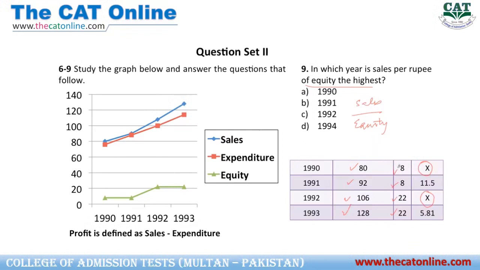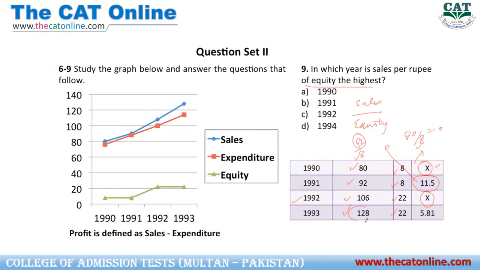two cases. Why? Because in the first case, the answer is going to be 80 by 8, which is nothing but 10. But here the answer is going to be 92 by 8. Now since the denominator remains same, which is 8, but the numerator increases, so definitely this ratio will be greater than this one. Similarly, I don't need to calculate for this year 1992.